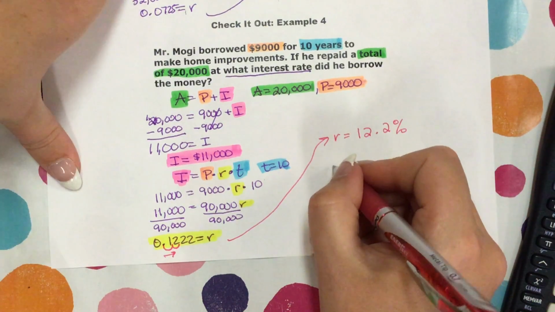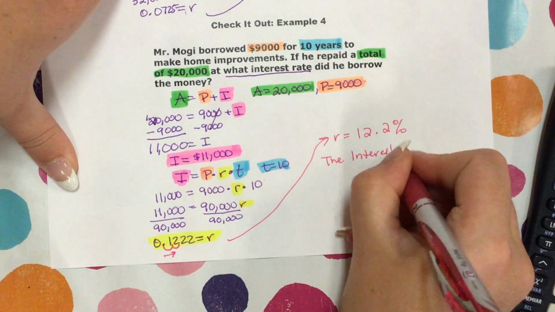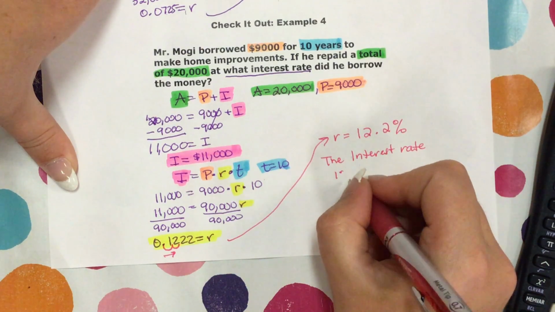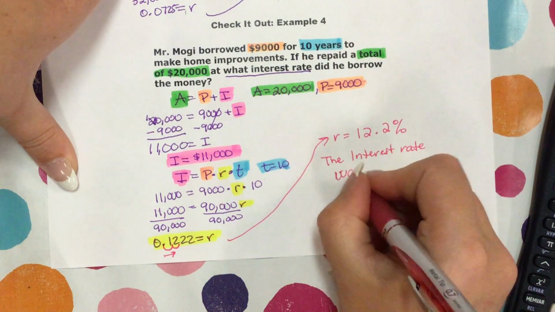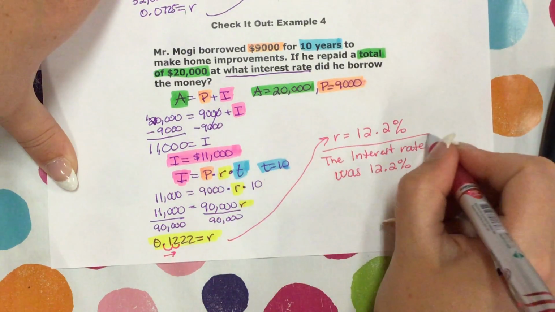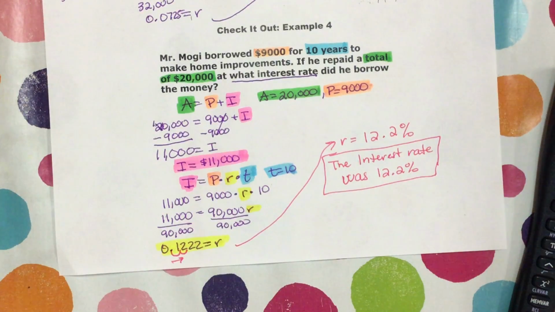So the interest rate was 12.2%. So if you got that one right, yoke it, you did a great job, and we'll see you next time.